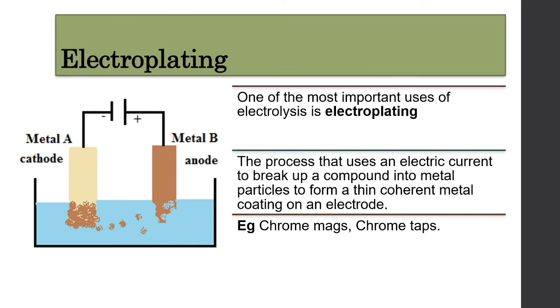An example of this is chrome mags that are found on cars or chrome taps in your bathroom or in the kitchen. As you can see in the diagram over here, one metal gets broken down to be coated onto another metal. This process is known as electroplating.